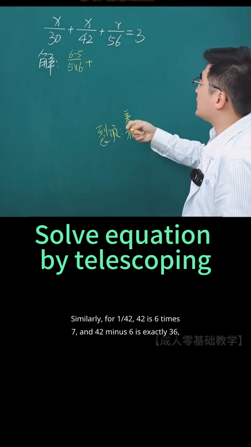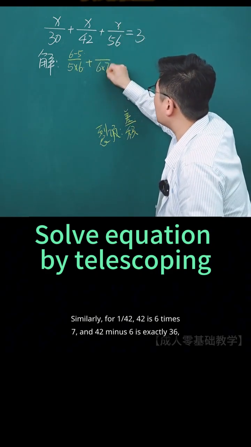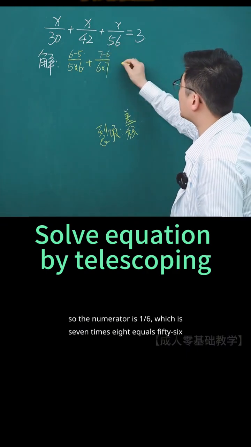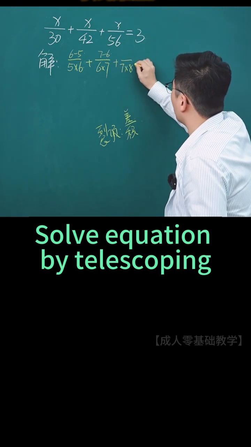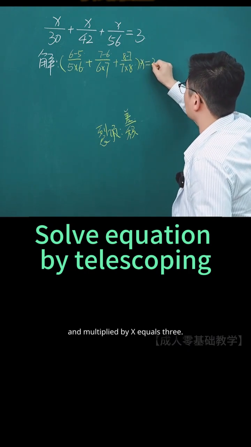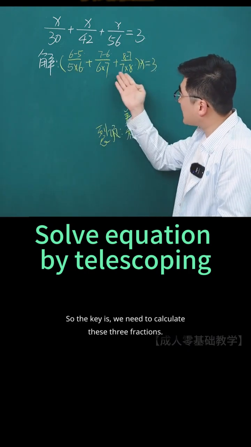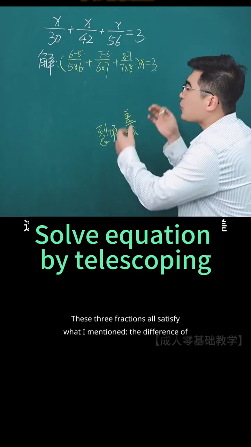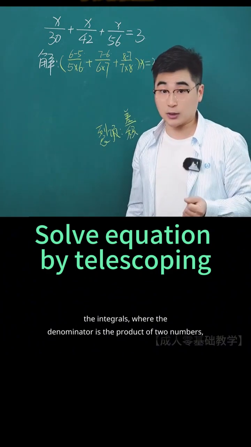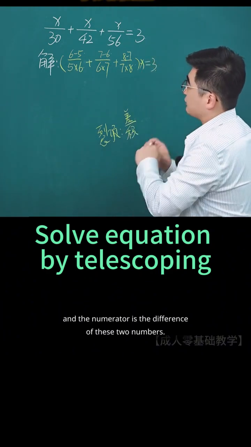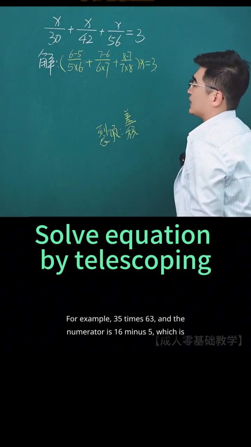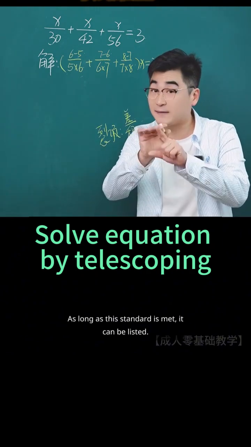Similarly, for 1/42, 42 is 6 times 7, and 7 minus 6 is exactly 1. And 56 is 7 times 8, and 8 minus 7 equals 1. Then these added together and multiplied by x equals 3. So the key is that these three fractions all satisfy what I mentioned: the denominator is the product of two consecutive integers, and the numerator is the difference of these two numbers. For example, 5 times 6, and the numerator is 6 minus 5, which is 1. As long as this standard is met, it can be split.